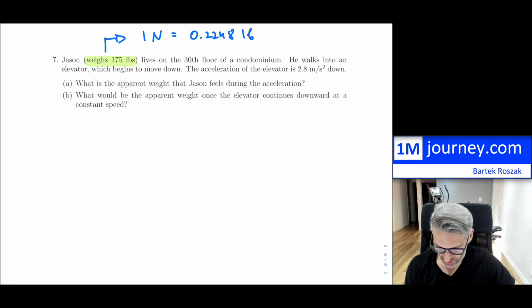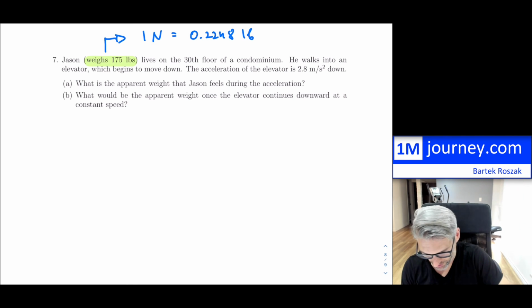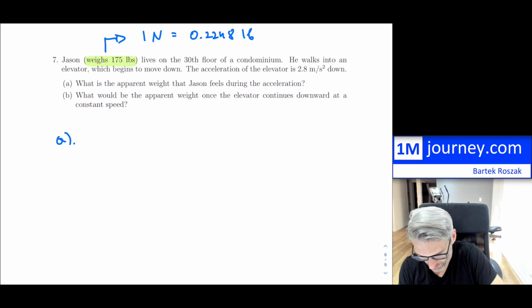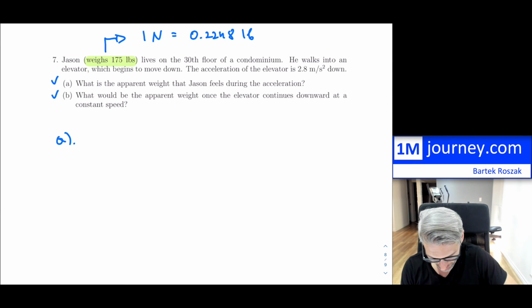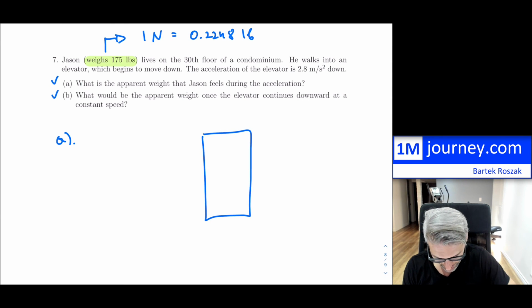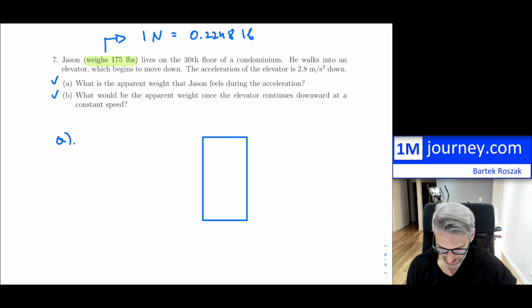Jason lives on the 30th floor of a condominium. He walks into an elevator which begins to move down. So this is going to be an elevator problem. So notice parts A and B. Well, let's draw this in. So that's my elevator. Let's do a free body diagram here.